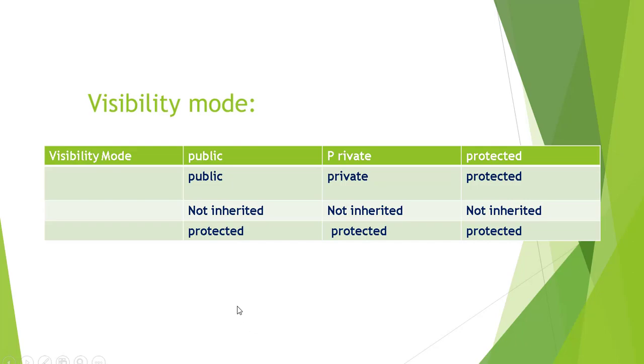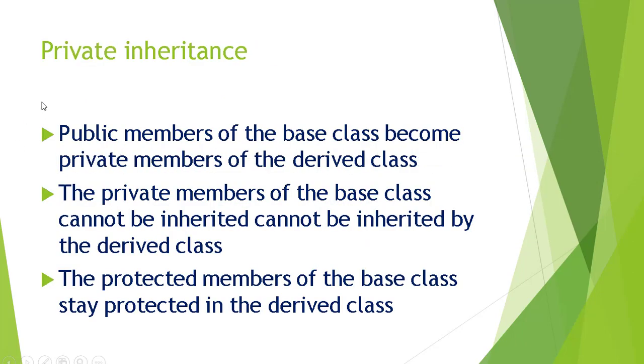Now the next type of inheritance is private inheritance. The public members of the base class become private members of the derived class. So whatever public members are there in the base class will become private members in the derived class. The private members of the base class cannot be inherited. They remain private only in the base class. And the protected members of the base class will stay protected in the derived class. So public members will become private members, the private members cannot be inherited, and the protected members will stay protected.